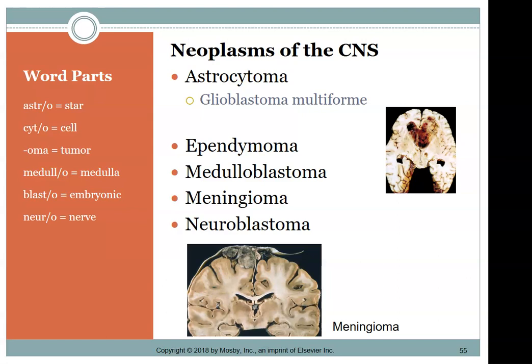Your word parts: astro equals star, cyto is cell, oma is tumor, medullo is medulla, blasto is embryonic, and neuro is nerve.